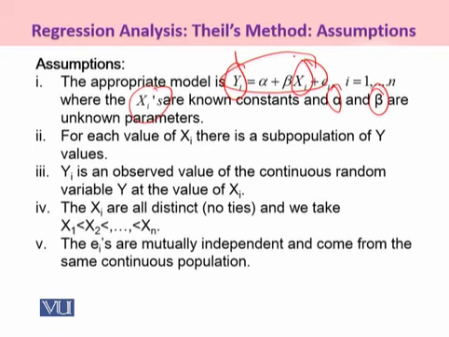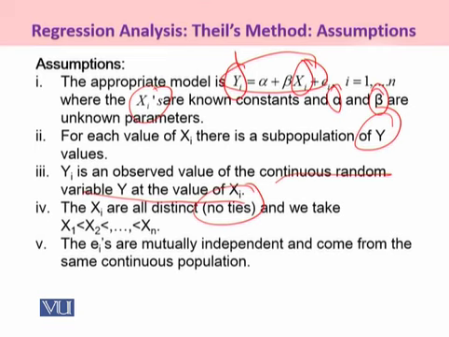Then the next assumption is that for each value of xi, there is a subpopulation for y values. Moving on to the next assumption, yi is an observed value of the continuous random variable. So students, the yi are strictly measured on the interval or ratio scale of measurement. So they are a continuous random variable y at the value of xi. Then the next assumption is that the xi's are all distinct.